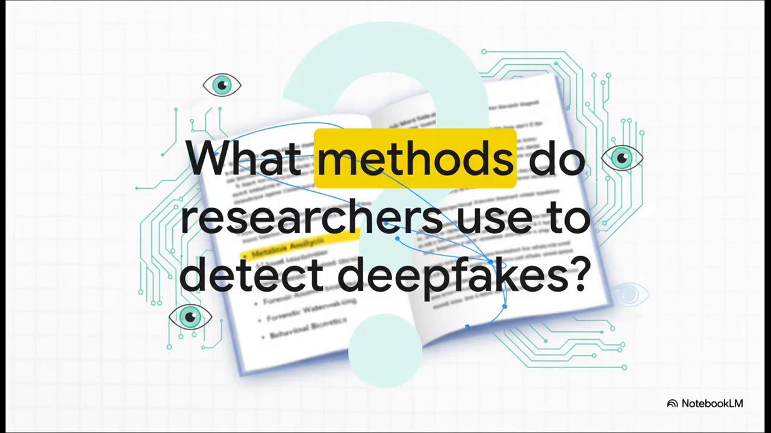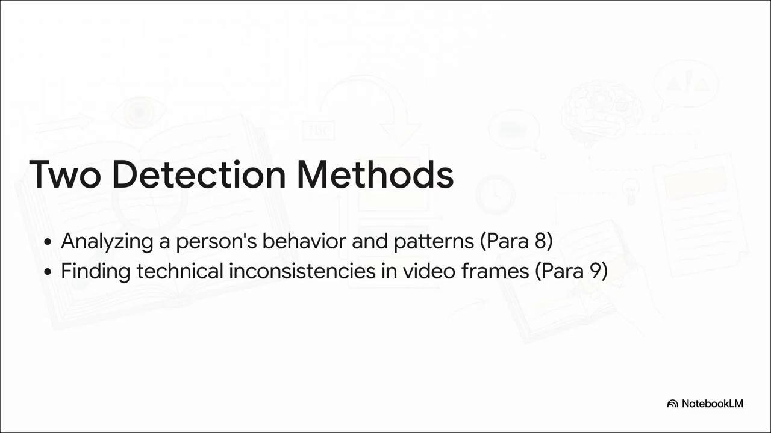Moving on, our next question is about the how. How do researchers actually spot these deepfakes? Once again, our brain should be thinking, okay, I'm looking for a list of methods or techniques. And there they are. The article breaks down two main methods. In paragraph 8, it talks about the first one, analyzing a person's unique behaviors. And then in paragraph 9, we get the second, finding tiny technical glitches in the video. The fact that they're in separate paragraphs makes them really easy to find.